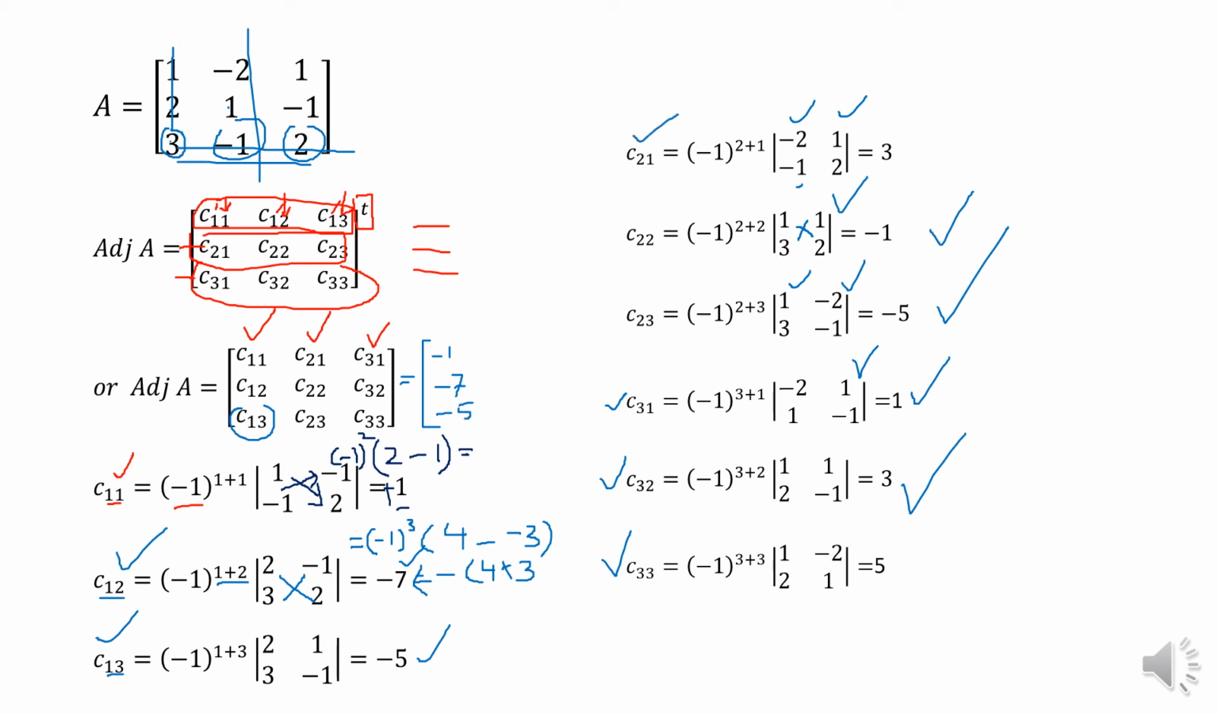C21, which is here, its value is 3. C22 value is -1. Then C23, this one comes -5, and 3 1, this one is 1, then 3, and then 5. So this is the cofactor matrix.